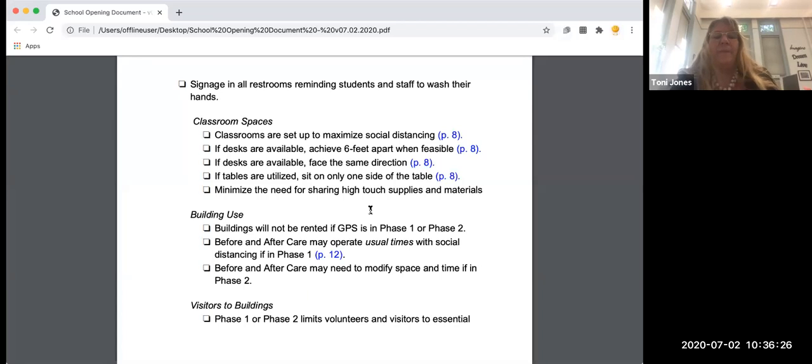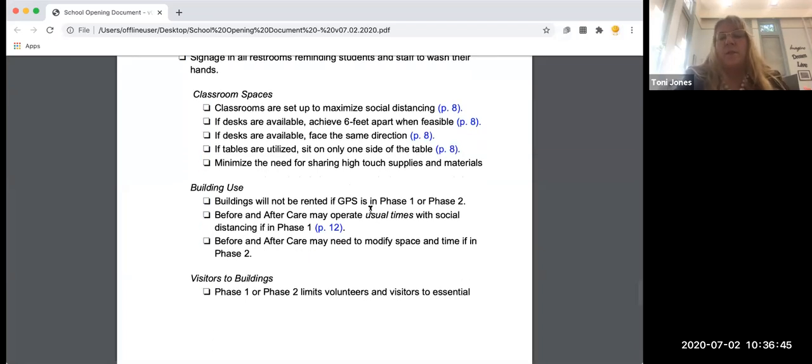If tables are utilized, sit only on one side of the table to minimize the need for sharing high-touch supplies and materials. That means having the students have their own markers. They usually do have their own scissors, but they have their own art items, for instance, to do art with instead of having the items that are shared in a shared space in the middle of the table. We're no longer going to be able to do that.